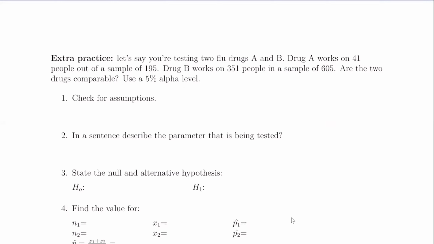So for this one, you have drug A and drug B. This should be capitalized. So we have drug A, and we're going to say this is population 1. We have drug B, and we're going to say this is population 2. What we want to check is whether the drug is equally effective for both, like is it the same for both drugs, or is one drug more effective than the other drug?